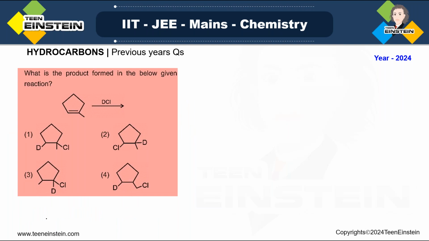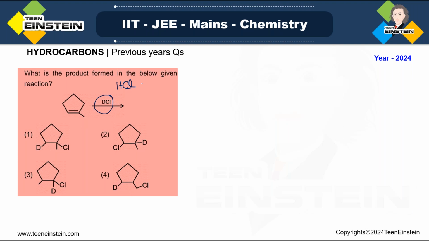What is the product formed in the given reaction? Here a cycloalkene is given. You have a ring structure, there is a C=C double bond present, and there is a methyl substituent also. So this C=C double bond is not symmetrical, it is unsymmetrical. And when there is an unsymmetrical alkene and you are adding DCl, now DCl is nothing but the equivalent of HCl. So if you know how to add HCl to a C=C double bond, it is basically the same thing for DCl also. The only difference is that in place of hydrogen you have deuterium, its isotope. That is the only difference.